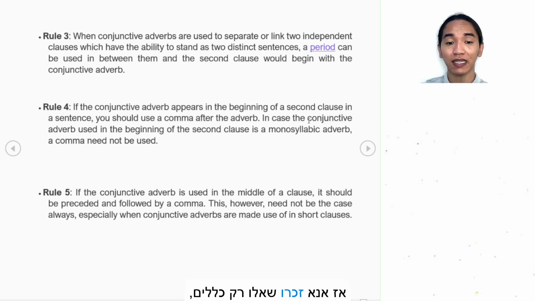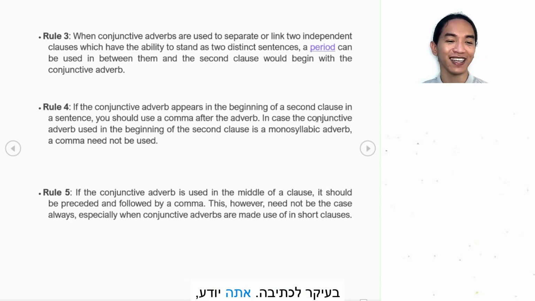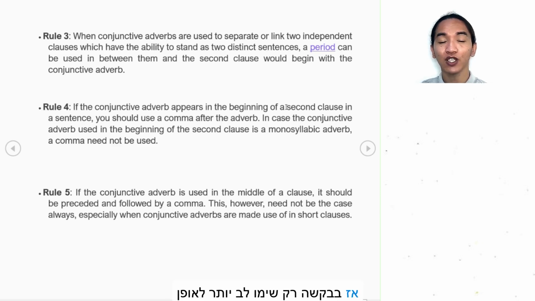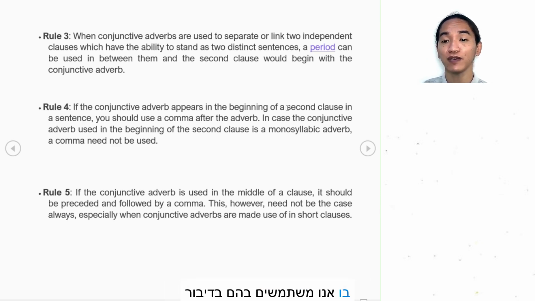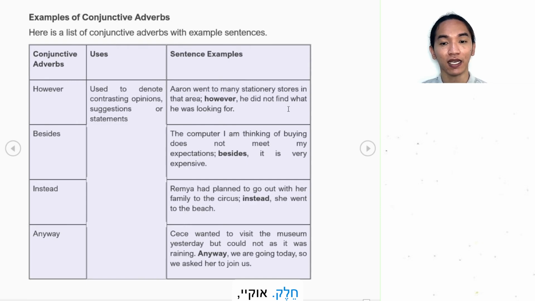So please remember that these are just rules mainly for writing. You know, punctuations are not commonly observed in speaking. So please just pay more attention on how we use them in the speaking part.